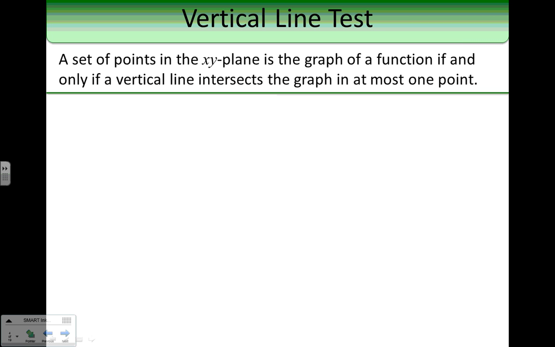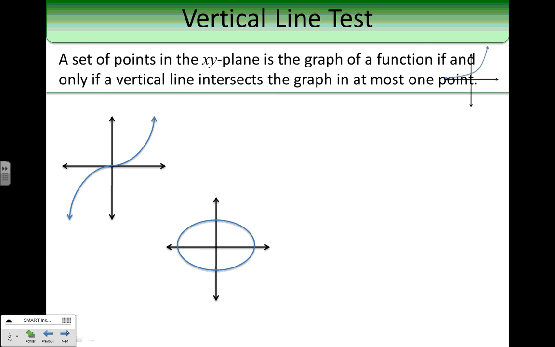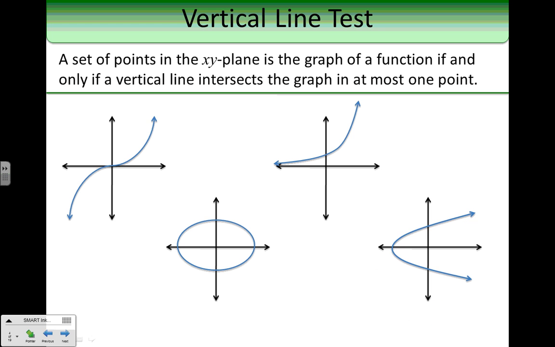The same thing goes for the graph. I'm going to give you a series of graphs here, and we're going to determine if they are a graph of a function or not. Remember, our inputs are always our x values. I should be able to pick any x value along the x-axis, anywhere from negative infinity to infinity. If I draw a vertical line from that x value, it should only hit the graph once, because that would mean I only have one y value that corresponds to that x value.